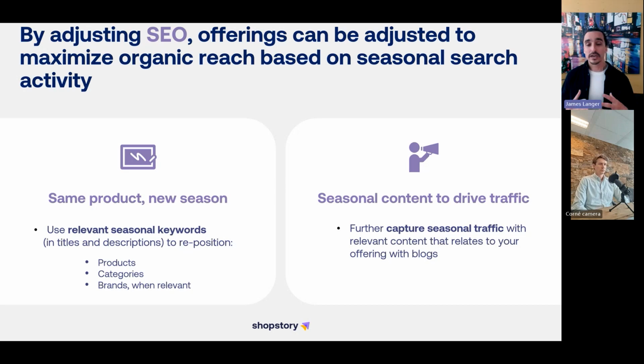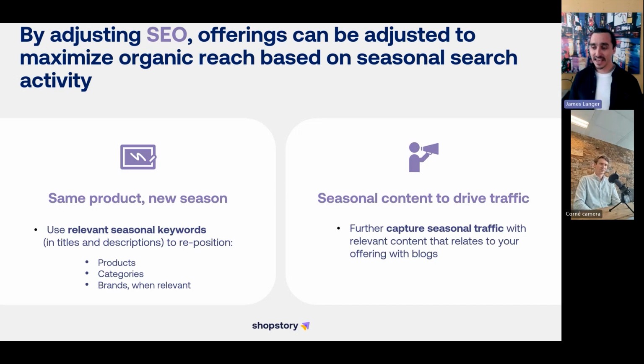So we can retailer products, same product, new season, using relevant seasonal search keywords in your titles and descriptions. We can reposition products, categories, and even brands when relevant. So this is a really cool way of turning one product that works a certain way in the summer into the same product, but different in the winter. I think Corne's got a cool example with the barbecues. I don't know if we talk about that just now, but summer barbecues turning into winter barbecues.